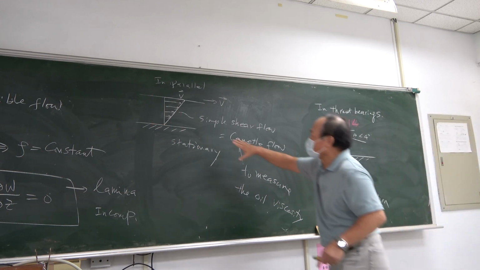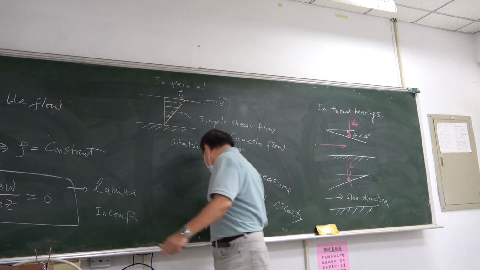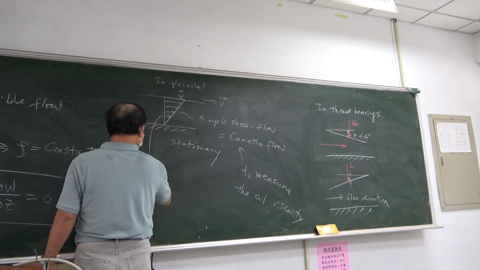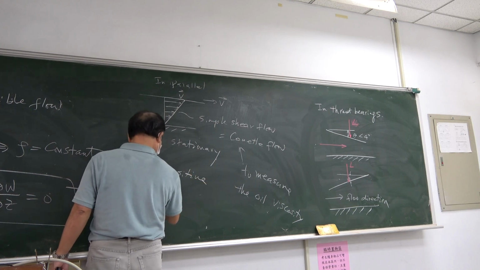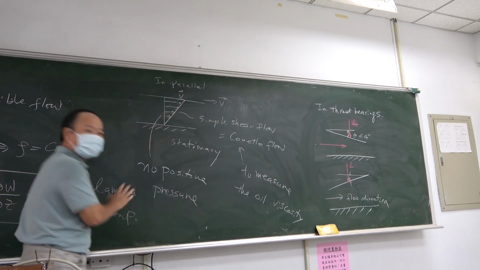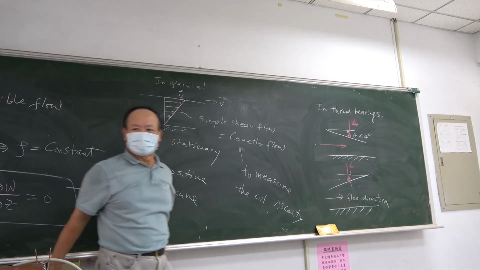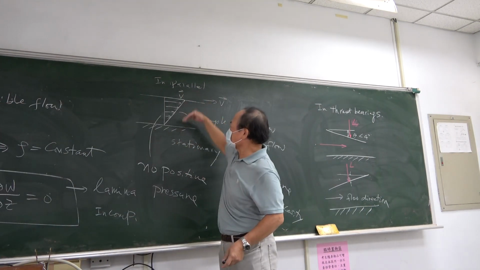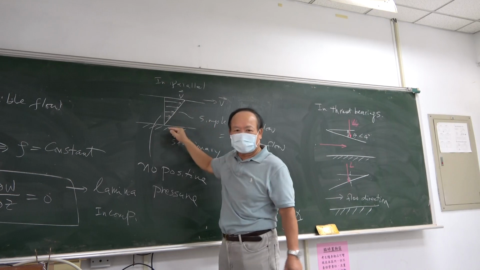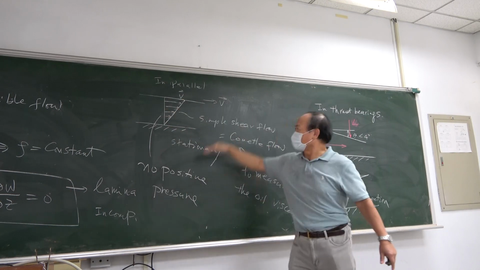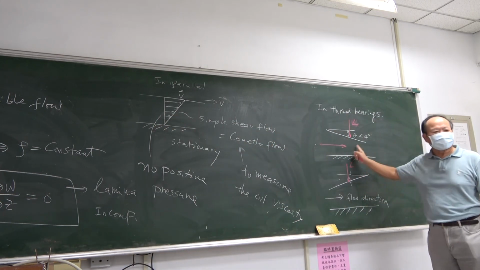We say here in parallel planes, they have the velocity distribution, but no pressure. For two parallel planes in motion, it is impossible to create a pressure inside of the flow if the two planes are parallel. But for these other two, let me talk about this one.